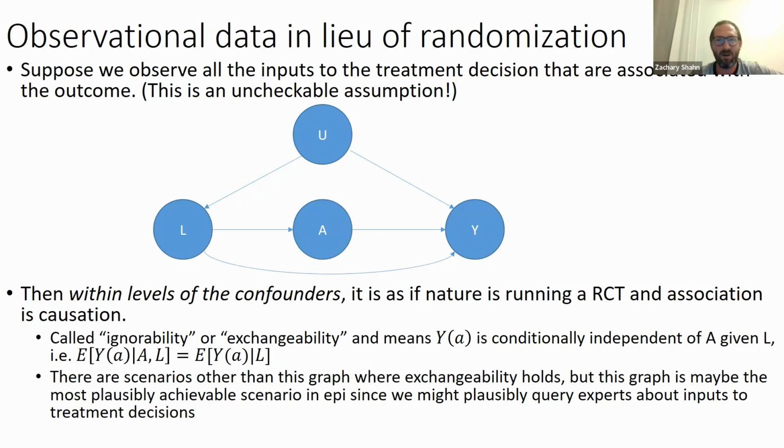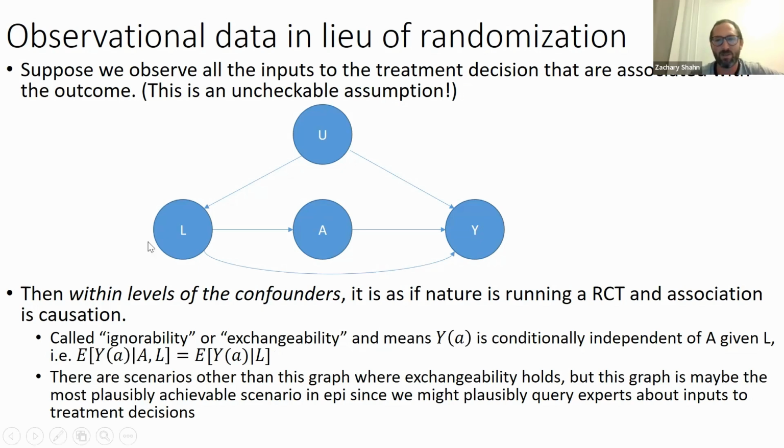So if all the direct inputs into the treatment decision A are measured, so like here L is measured, or all the direct inputs that are associated with Y in any way are measured, then exchangeability or ignorability holds. So that's another way to put it. And then the most technical way to put it is that if ignorability or exchangeability holds, then the potential outcomes are independent of the actual treatment given, conditional on the confounders, on the observed covariates, L.